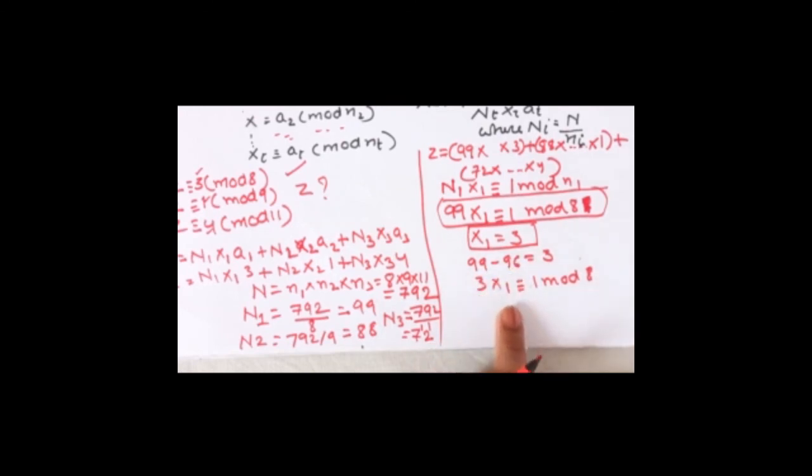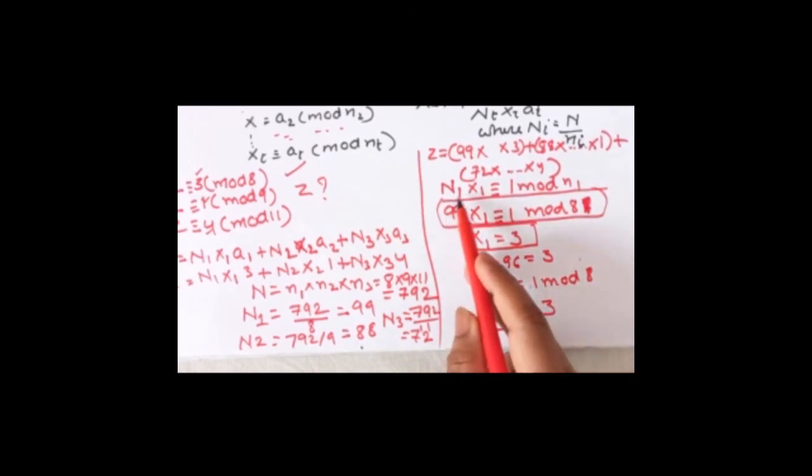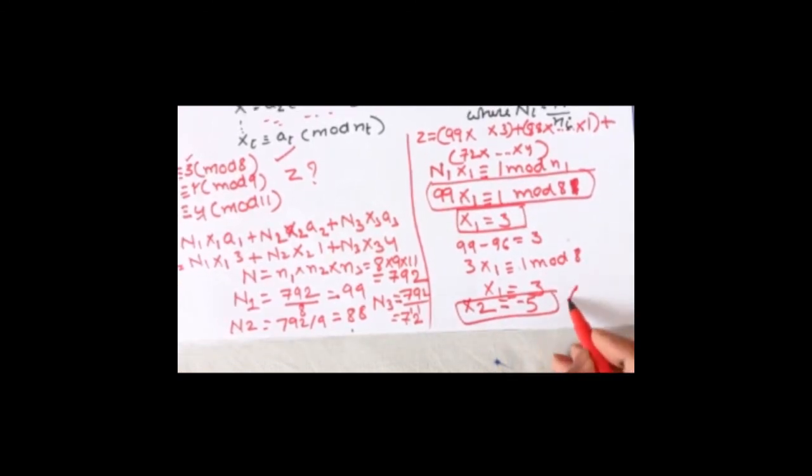So 3x1 is equal to 1 mod 8, right? Now it is going to be easier for you to calculate what x1 is, isn't it? Now you can say that your x1 is 3. Similarly, you can go ahead and find the value of x2 by writing down the equation N2 x2 is congruent to 1 mod n2. You will get that your value of x2 is minus 5, and your value of x3 is going to be equal to 2, right?